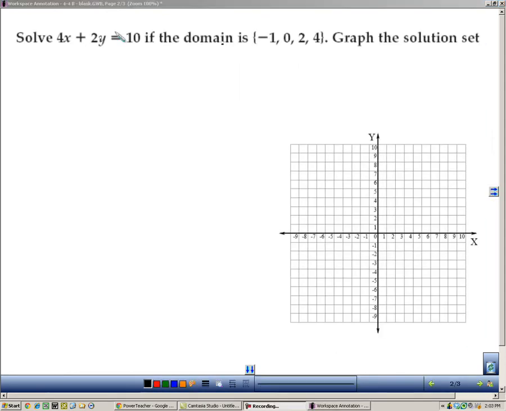Here we're asked to solve an equation when we're given a domain, but we're given the added step of graphing it. If you feel like you know how to do this, feel free to pause it and do it yourself or fast forward and use the video in any way that you see fit.